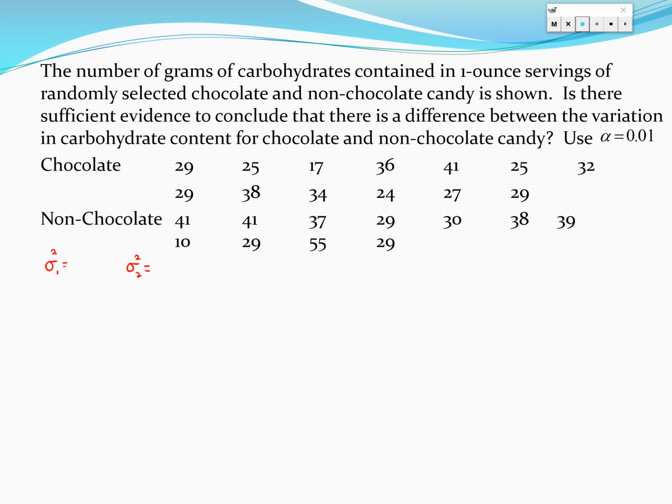we had that our standard deviation for non-chocolate was roughly 11.2. For chocolate, our standard deviation was roughly 6.5. So again, what I like to do is label whichever one had the larger standard deviation, or in this case, it'll lead to the larger variance, as my number 1. And I'm kind of out of space there.